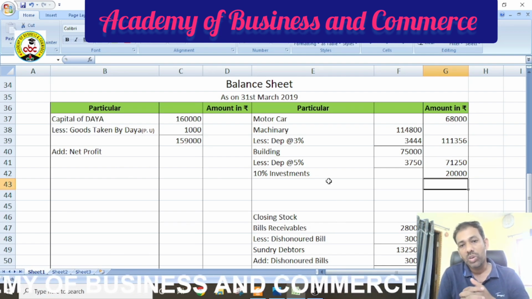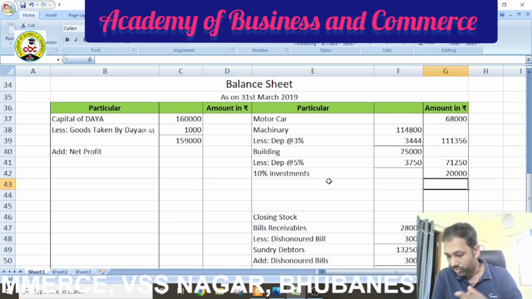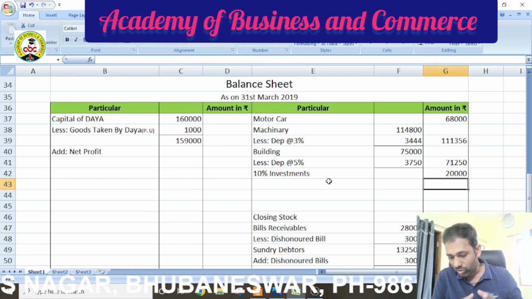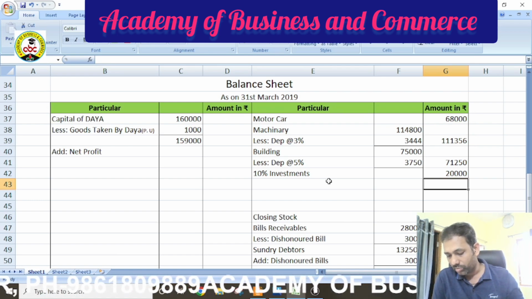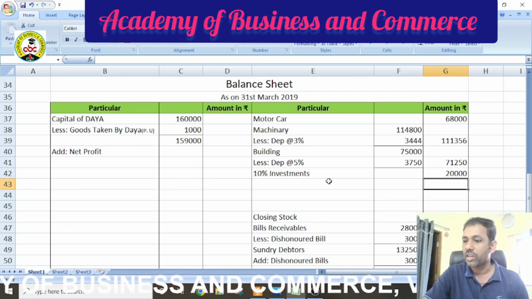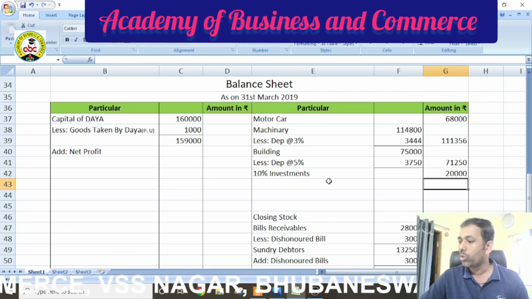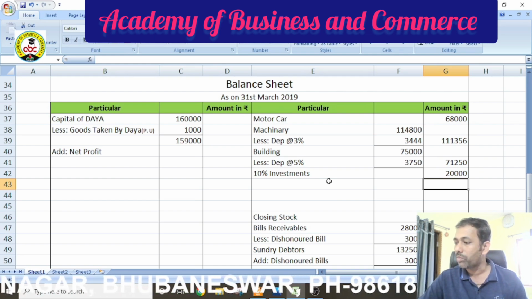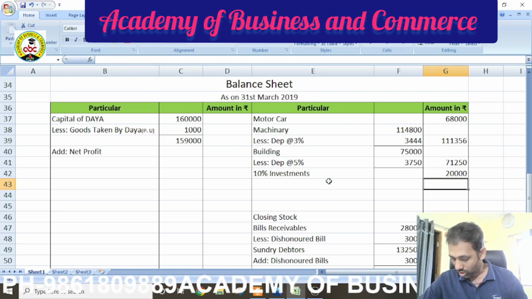We have to check whether they have given the interest amount in that financial year. The date of investment is not given, so we assume it was invested at the beginning of the year. So 20,000 is the investment amount and the interest rate is 10%. We have to check on an annual basis: 20,000 into 10% means 2,000 is the interest which is due but not received.